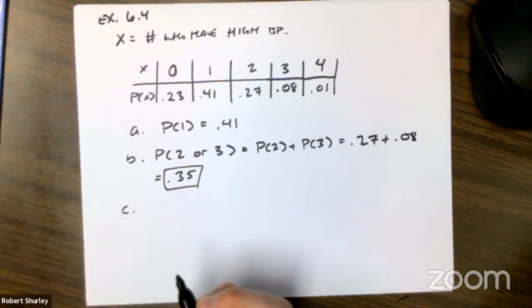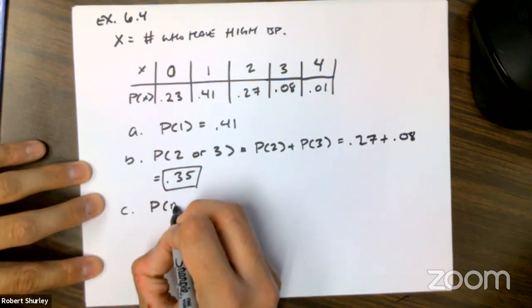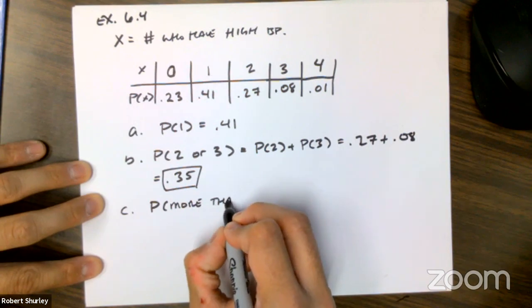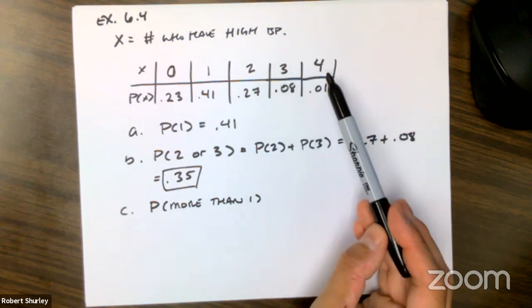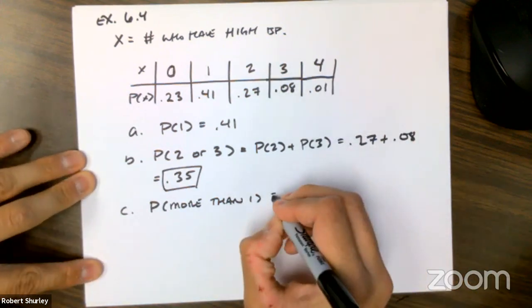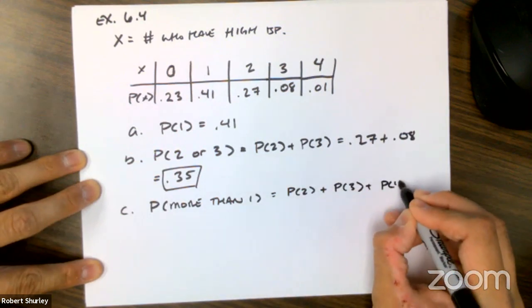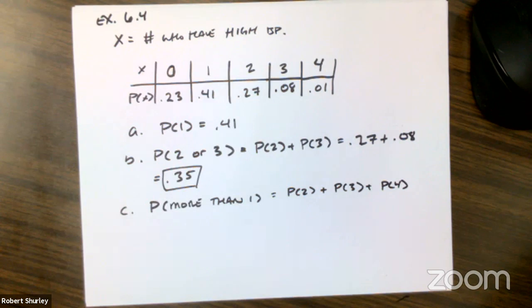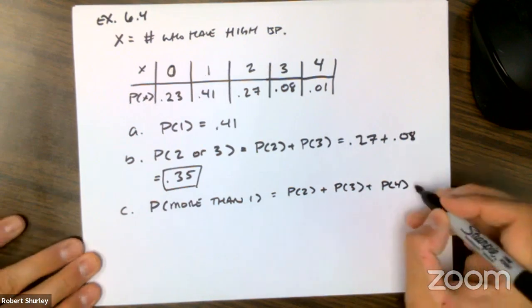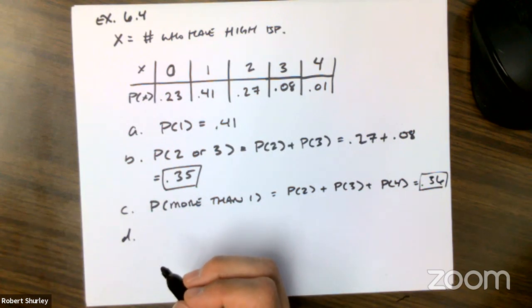Then part C says, what's the probability of more than 1? I assume that means 2, 3, 4. So the probability of more than 1 would be the probability of 2 plus the probability of 3 plus the probability of 4. I'm going to use my calculator and add up 0.27 plus 0.08 plus 0.01, and you wind up with 0.36.